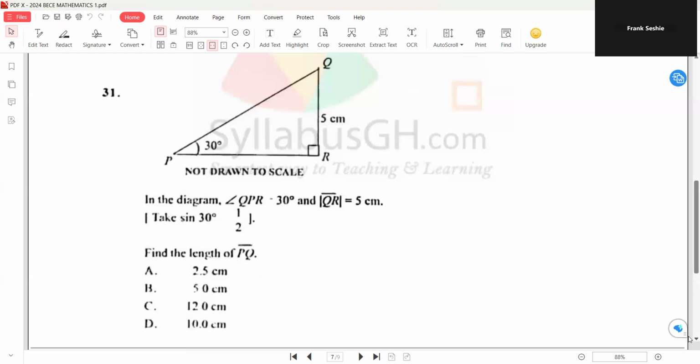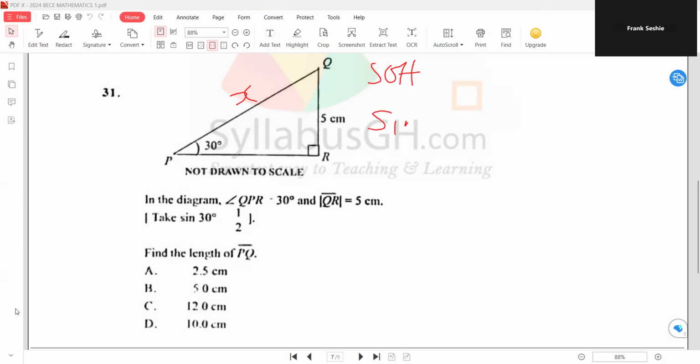Generally, if we're given sine 30 to be half, it looks clear that we are going to use sine, even though it's not always the case. So in this regard, we use the idea of SOHCAHTOA. Let PQ be X. SOHCAHTOA, so our sine is opposite over hypotenuse.